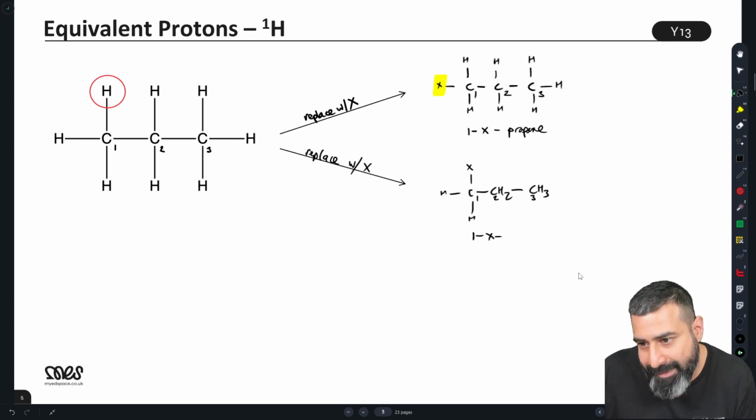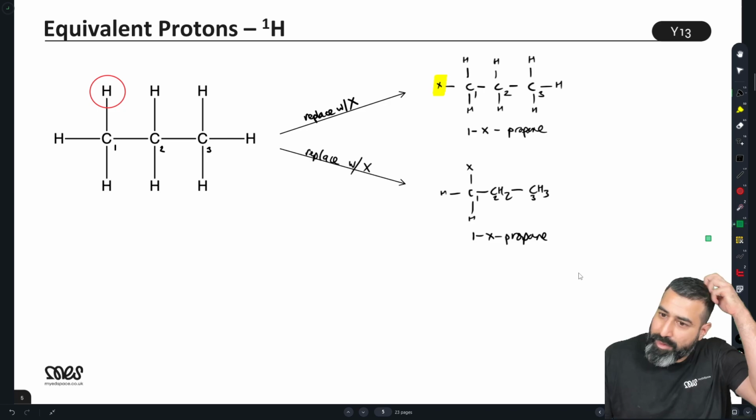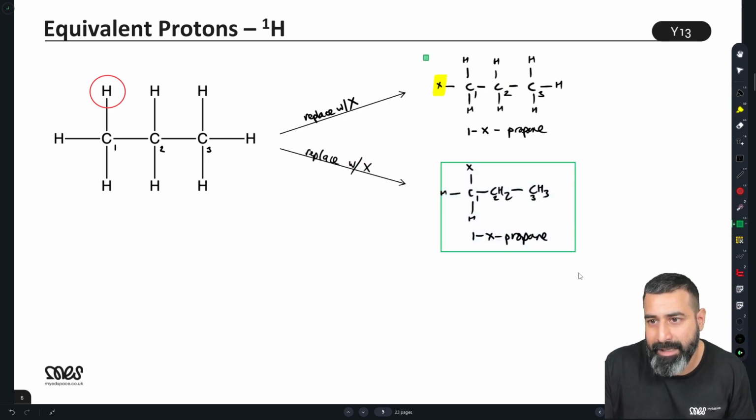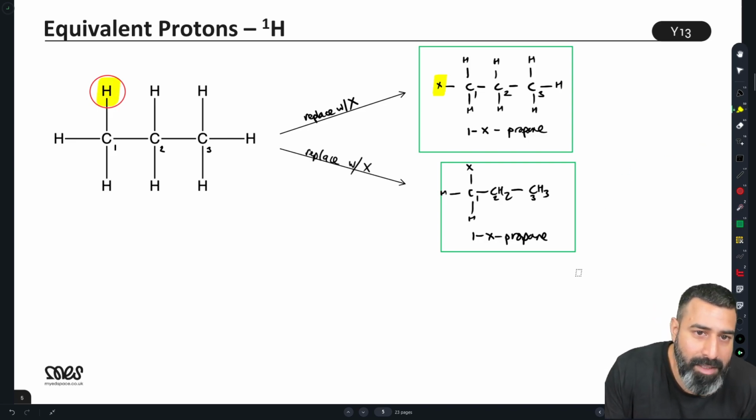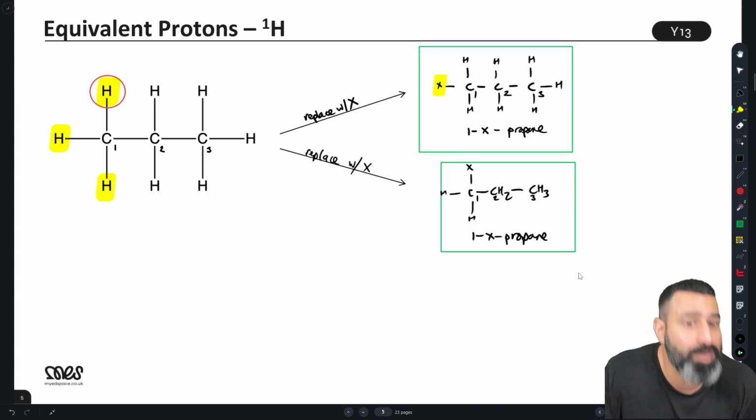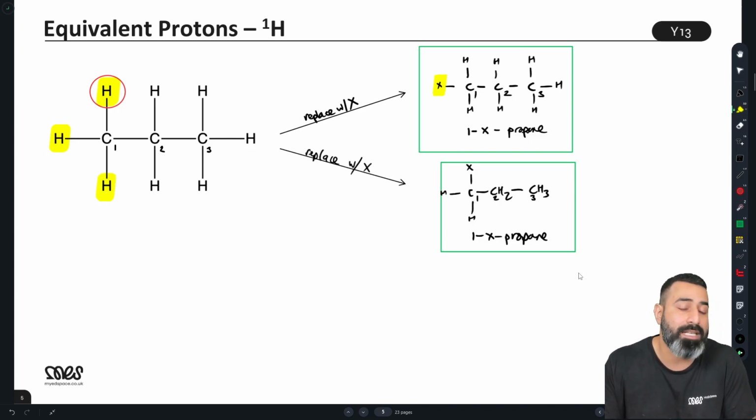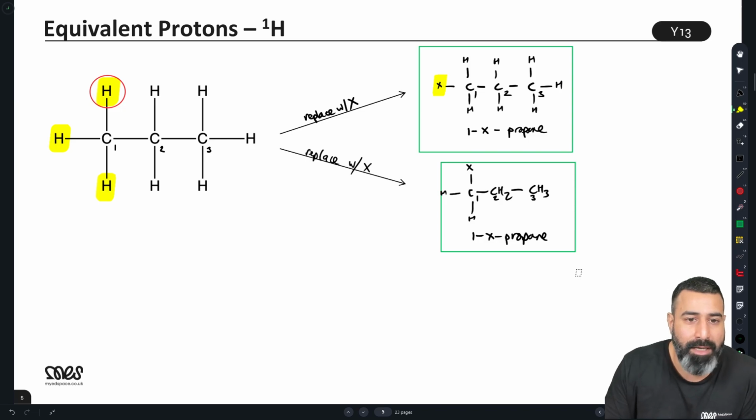So these are exactly the same molecules, because remember these bonds can rotate, right? So this is exactly the same as this. Therefore we can say that this proton, and even this proton, if we exchange it, it'd still be 1X propane. So these are all equivalent. That's one proton environment.